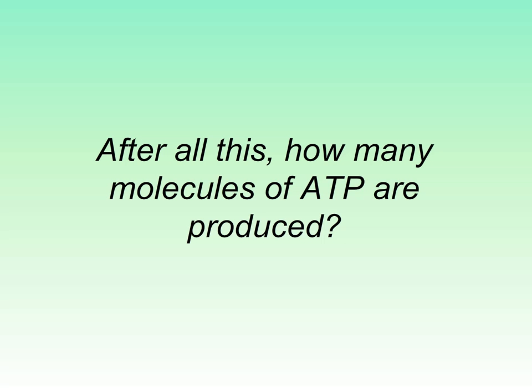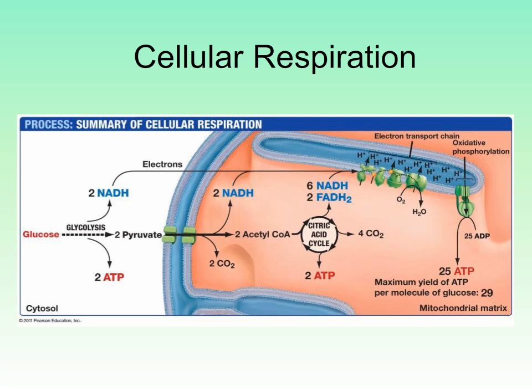So, what is the final tally on the ATP molecules? In glycolysis, 2 ATP molecules were formed. In the citric acid cycle, 2 more were formed. And in chemiosmosis, 25 were created by oxidative phosphorylation. That makes a total of 29.